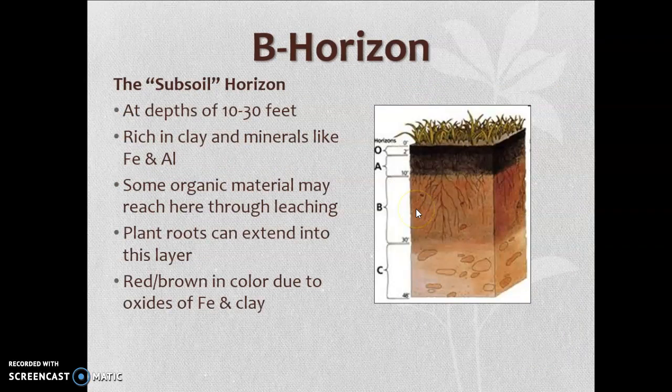Then you have the B horizon, which is the subsoil, found at depths of 10 to 30 feet. Tends to be rich in clay and other minerals, including iron and aluminum. Some organic material can reach down here through leaching when water carries it into lower layers, but not many. Plant roots can extend into this layer, but typically those would be your very hardy plants, usually desert plants, and some wheat varieties can have very deep root systems that can get down here.